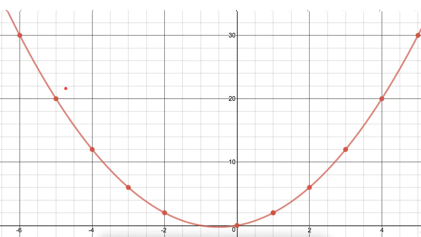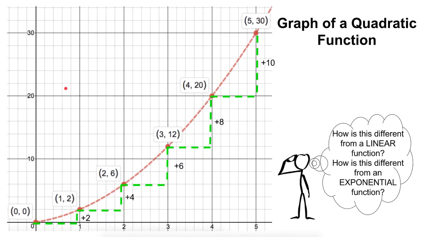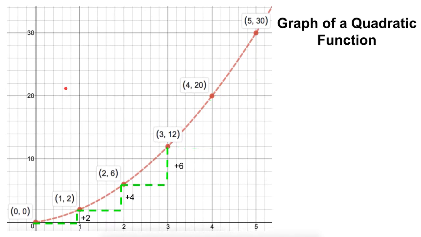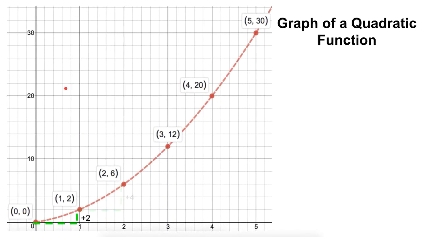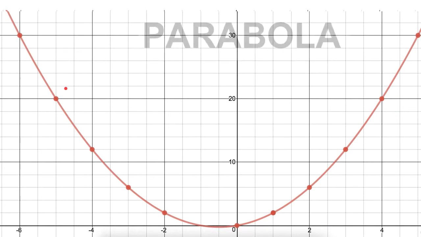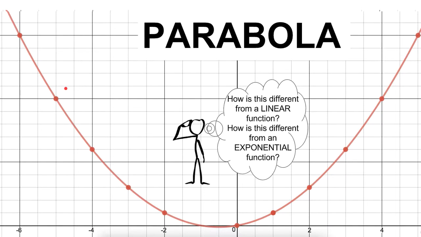So you really need to go back and think about this picture here. How are we growing? And if the second difference is constant, which means that the table is also going to show the second difference being constant, then we have quadratic growth. And we're always thinking, how is this different from a linear function? How is it different from an exponential function? So hopefully you have an idea now of how you can see whether a function is quadratic by looking at the equation, looking at the table, and looking at the graph.